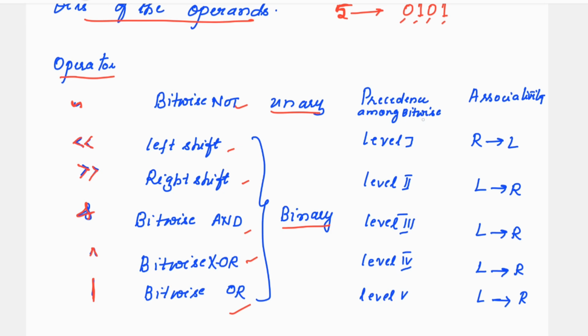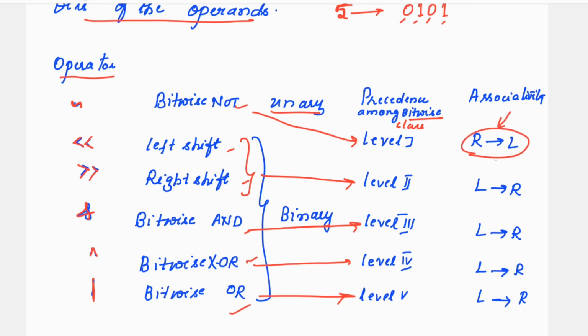And regarding precedence among the bitwise class, bitwise not has level 1 precedence, whereas left shift and right shift are in level 2. We have the bitwise AND at level 3, bitwise XOR at level 4 and bitwise OR at level 5. The bitwise not operator has associativity right to left, whereas left shift, right shift, bitwise AND, bitwise XOR and bitwise OR are all left to right.